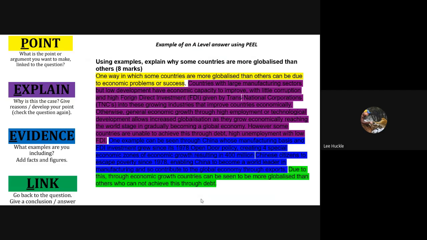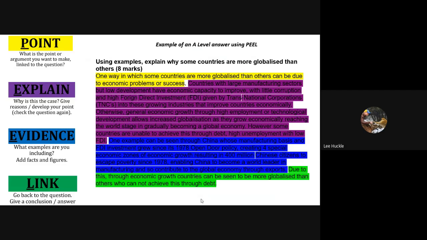What he's then done very nicely, and don't worry if you don't quite understand the terminology and explanation here, is he's explained that point in depth. That's the entire purple section there. And you'll see what he hasn't done there is used any evidence, any example case study yet, because he saves that for the next point in blue. There he starts off by saying one example can be seen through China. And he goes into detail on China and what China is doing.